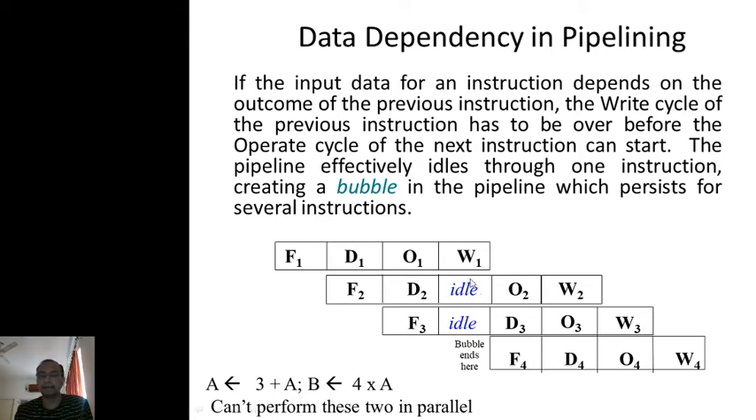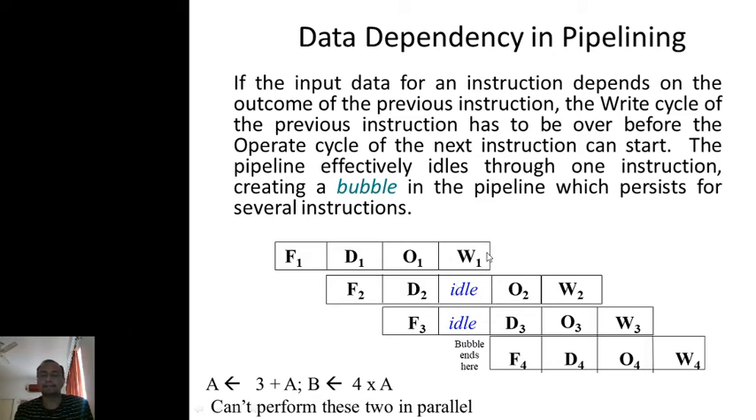Now if this is idle, what about this here? This is fetched, but still the result of this D2 stage is in its buffer. It is not utilized by the O2. So we cannot move this fetched instruction for decoding into D3 here. So this also gets idle. So all stages of the pipeline here get idle, right?